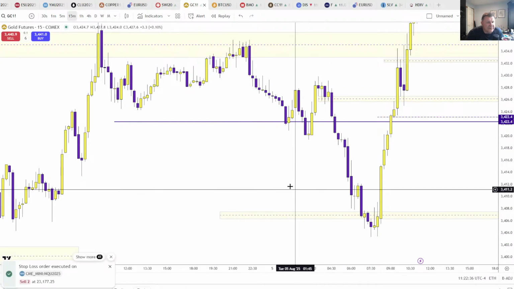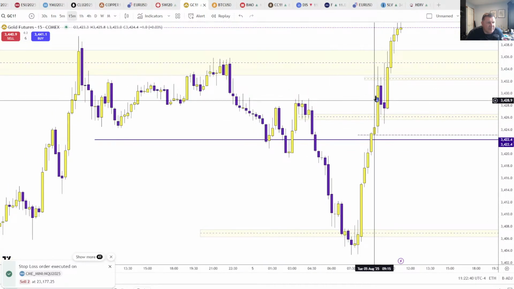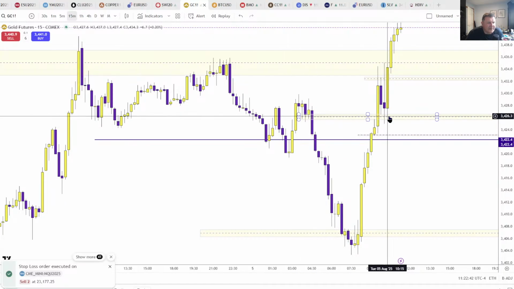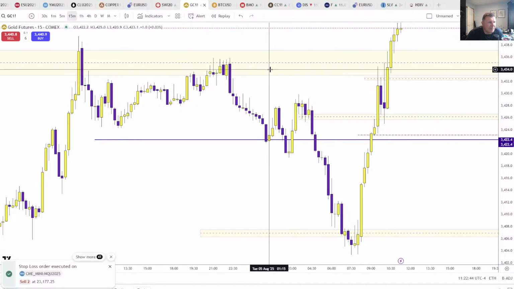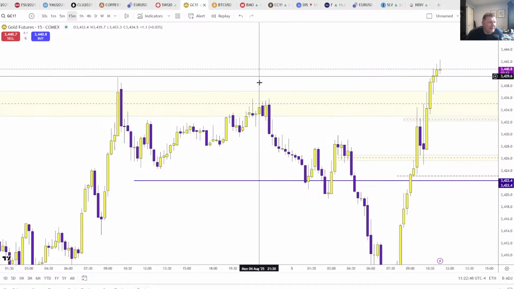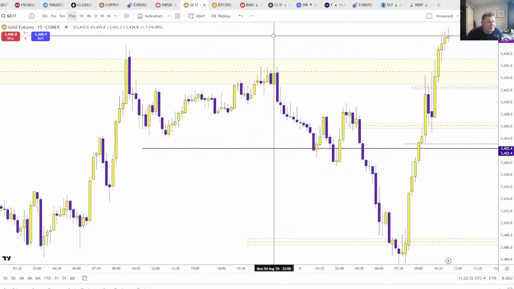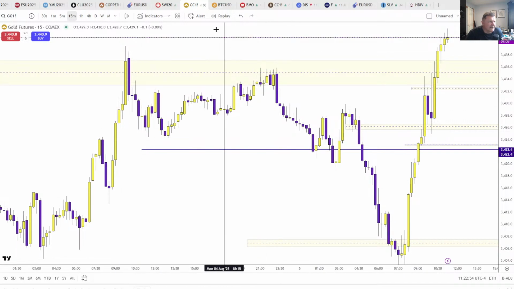What's gold doing? Oh, look at that run on gold. Look at that. Nice little range extension. Ba-boom. Off to the races and a new gold high. Gold's acting a lot cleaner.